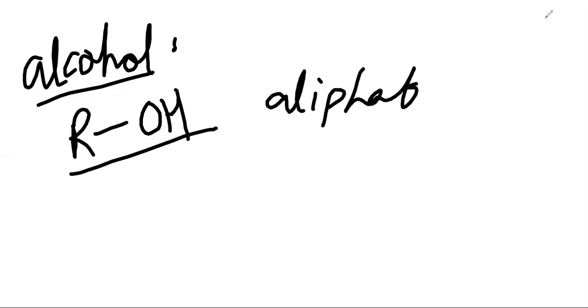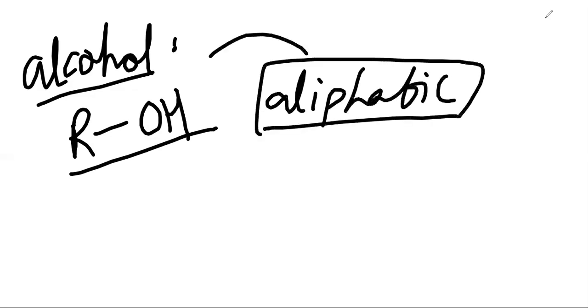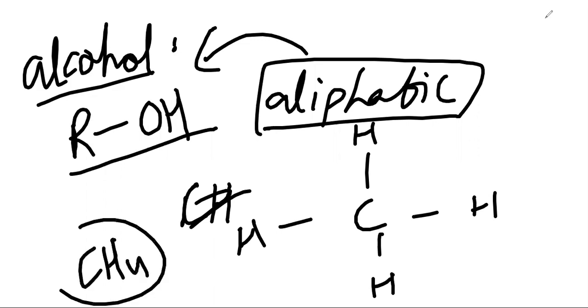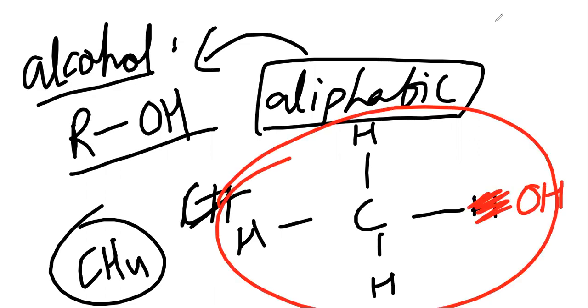They are also the derivatives of alkane, but with the replacement of OH in the place of hydrogen, and they are aliphatic hydrocarbons. Remember this: alcohols are aliphatic. How is it prepared from alkanes? Look, C, H, H, H, H. This is the structure of methane. If I replace one hydrogen with OH, this is alcohol now.